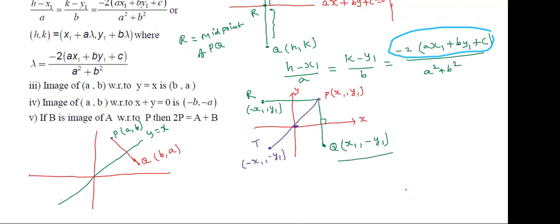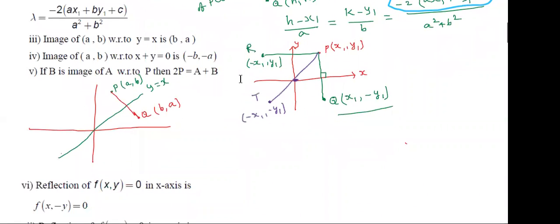Students, have you understood? The image of P with respect to y is equal to x means the coordinates are going to interchange. A comma B is going to change to B comma A with respect to the line y is equal to x. Suppose now, with respect to the line y is equal to minus x.